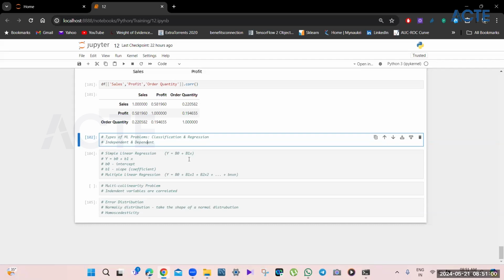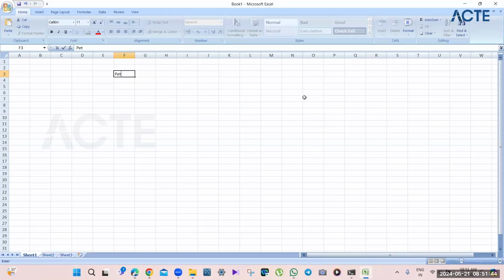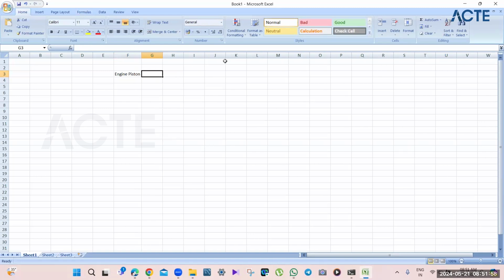One simple example: you have a bike. Let's consider only two variables. One is the engine piston, or something we call that, I don't know the details. Then let's say there is something called ABS. I'm just giving some example. And the other is mileage.